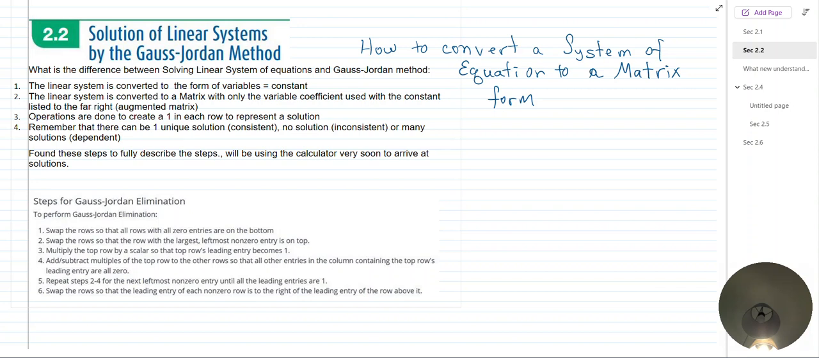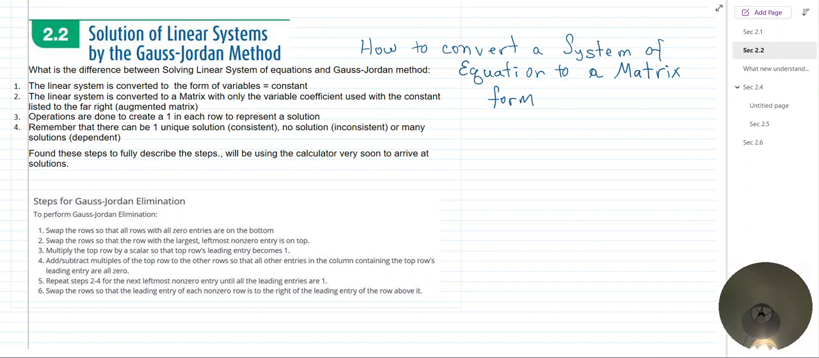Okay, we're beginning section 2.2. We've completed section 2.1, and that was a labor-intensive section. Now we're going to ease up a little bit and go from converting a linear system to a matrix form. The title of this one is Solution of Linear Systems by the Gauss-Jordan Method.